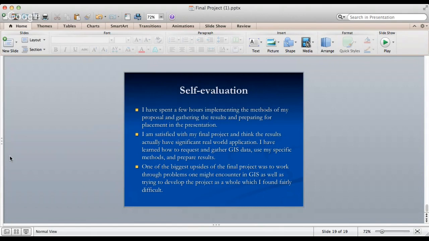And finally, here is my self-evaluation. I'm pretty satisfied with the project, and the results turned out pretty well. I think one of the biggest upsides was that I was able to learn and interact with extracting GIS data, as well as combining everything and making a final map, which I actually found fairly difficult.